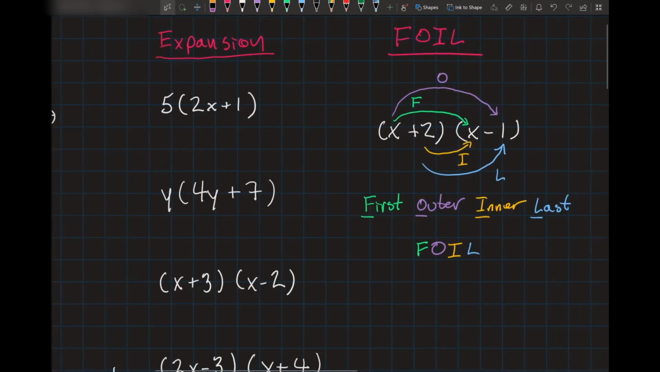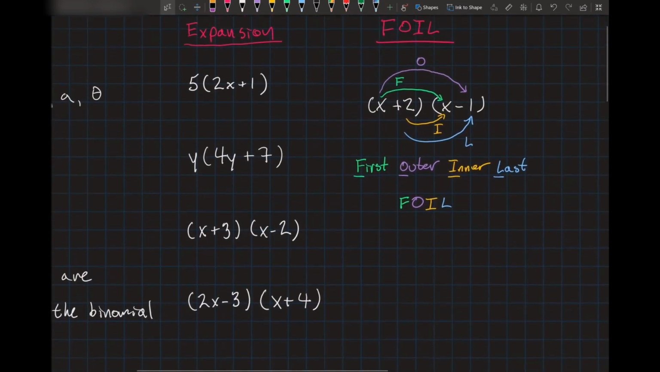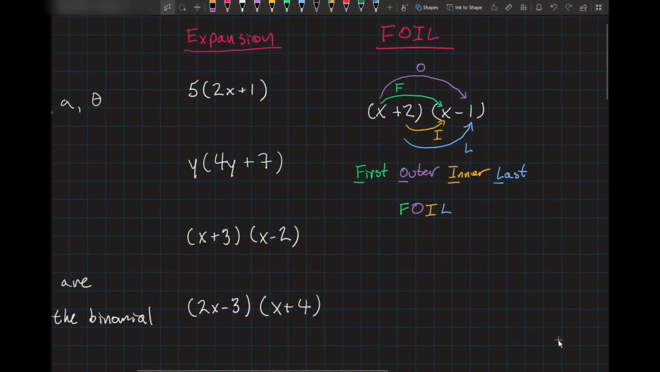So all we're going to do is 4 examples in increasing difficulty. So they're going to get harder going this way. More difficult. That's not how you spell harder. There you go. Alright, so we're going to start with this first one, 5 times 2x plus 1.